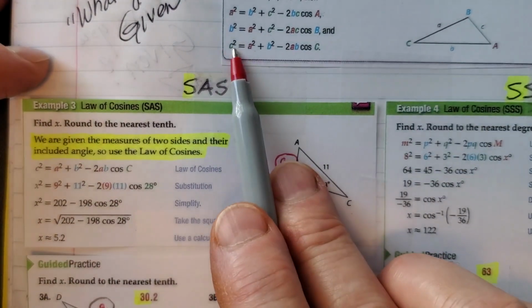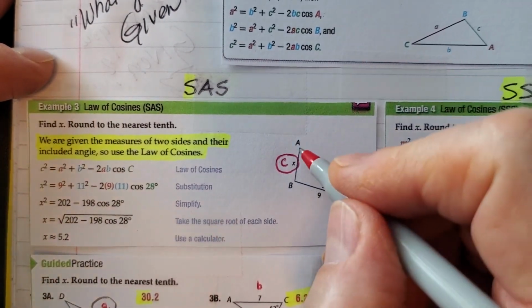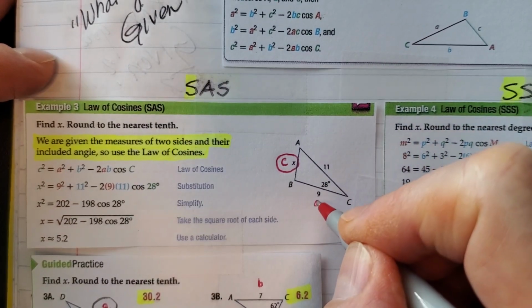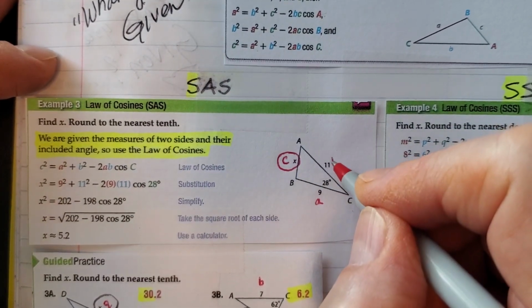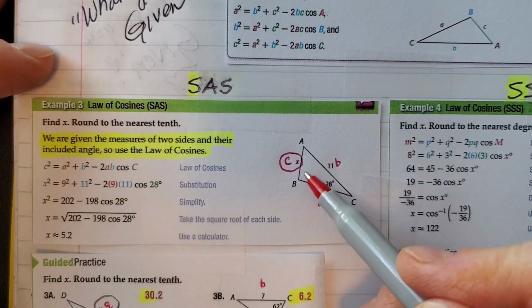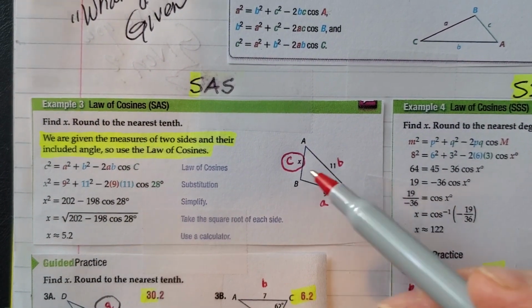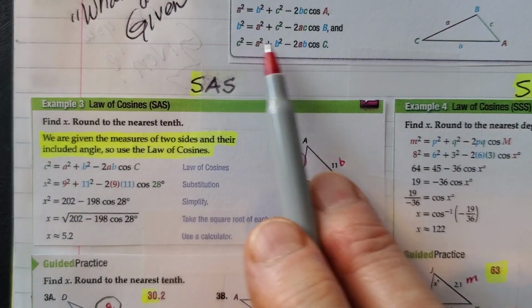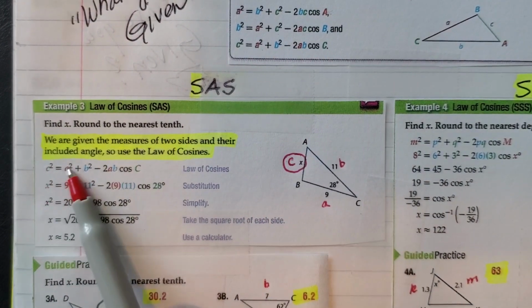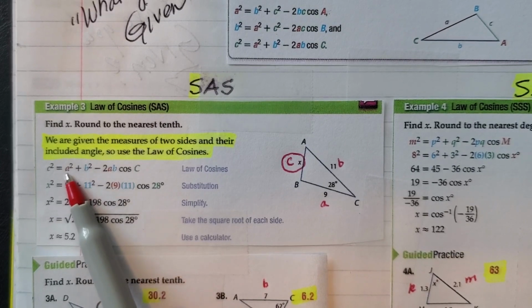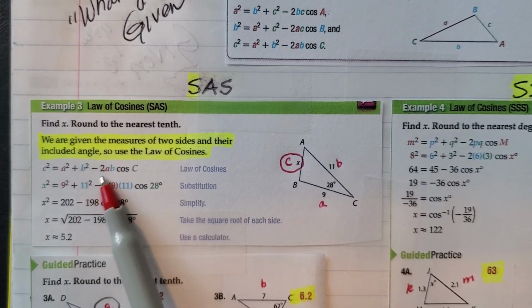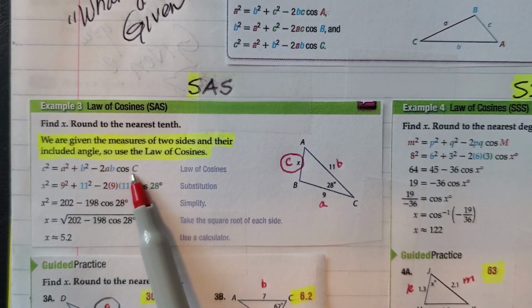So if we're trying to find that, that's what we start out with: c squared. We have a, so little a. We have b, so little b. We don't know the angles A or B, and we can't find them because we don't know two to get the third one. So we're going to use c squared up here. So we write c squared equals a squared plus b squared. Remember, it's the other two, minus 2 times the other two, times the cosine of C.